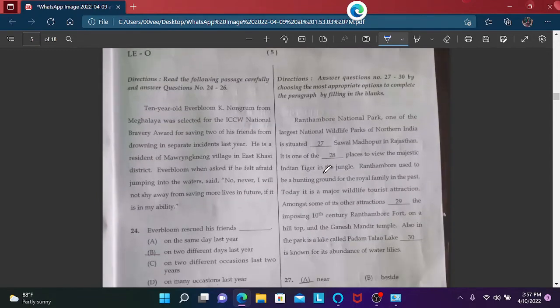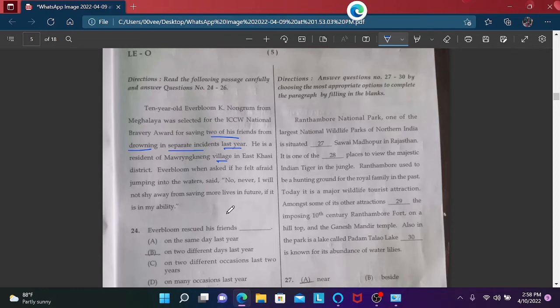Then question number 24 to 30 are passage based. I'll read out the passage. 10-year-old Everbloom K. Nongrum from Meghalaya was selected for the National Bravery Award for saving two of his friends from drowning in separate incidents last year. He is a resident of Mawringnang village in East Khasi district. Everbloom, when asked if he felt afraid jumping into the water, said, "No, never. I will not shy away from saving more lives in future if it is in my ability."